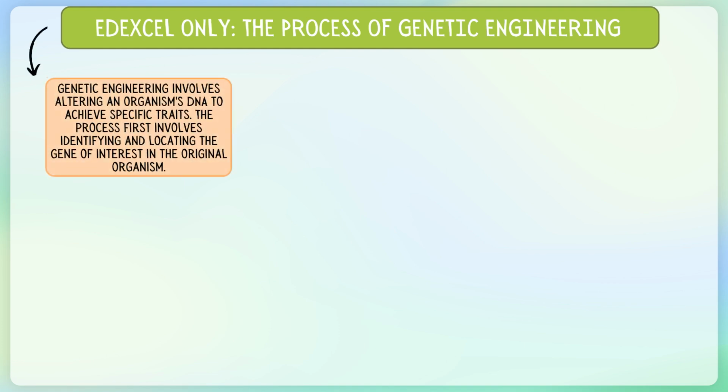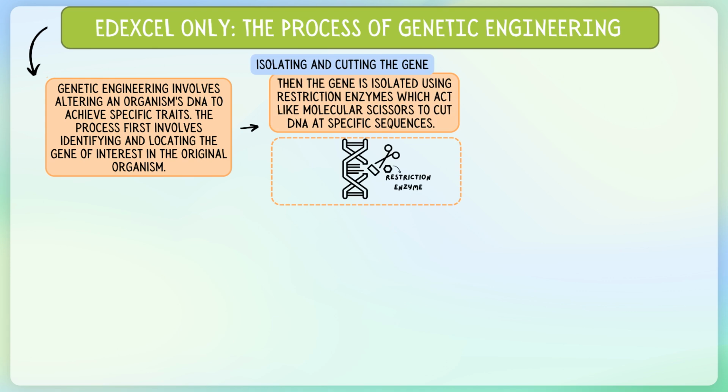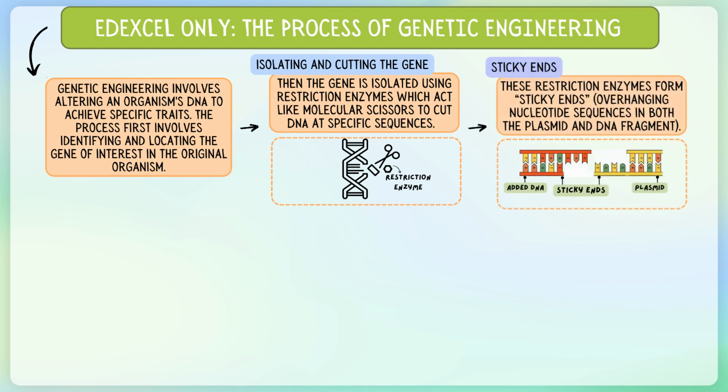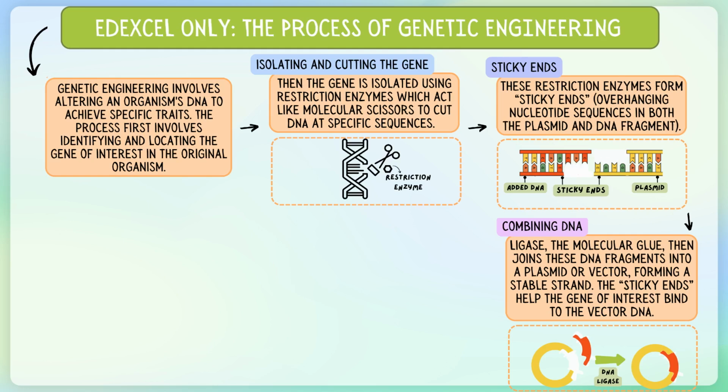In today's lesson, we explored genetic engineering, focusing on its main stages and tools. We learned that genetic engineering involves altering an organism's DNA to achieve specific traits. We discussed how restriction enzymes, acting as molecular scissors, cut DNA at specific sequences to isolate the gene of interest. Sticky ends, or overhanging nucleotide sequences, help the gene of interest bind to the vector DNA. Ligase, the molecular glue, then joins these DNA fragments into a plasmid or vector, forming a stable strand.